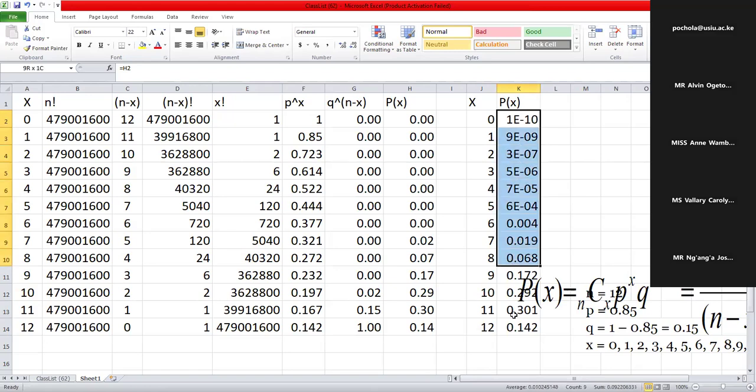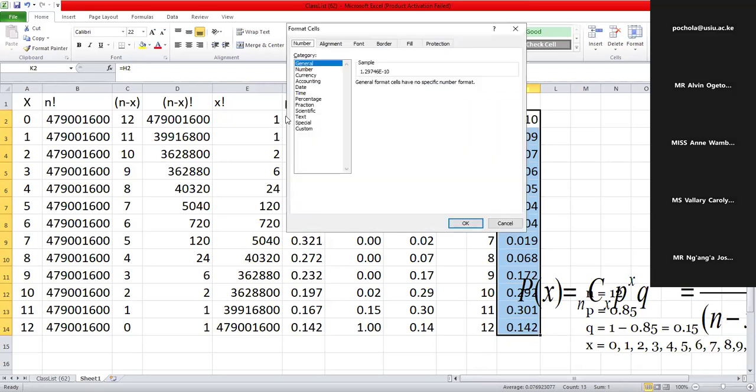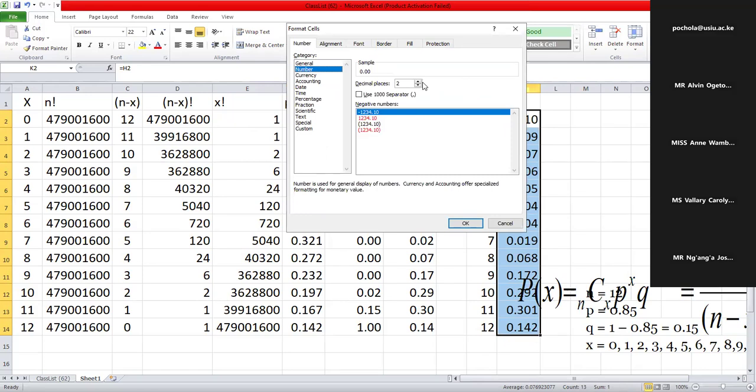I'll put it in number form, which will remove scientific notation. It's the same thing anyway, but I just want to deal with it here, to 3 decimal places, say.